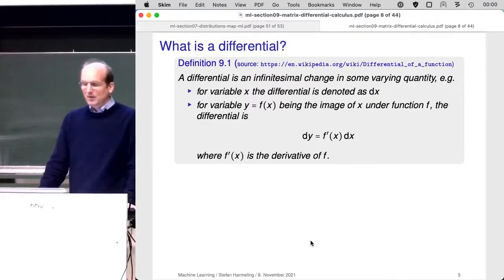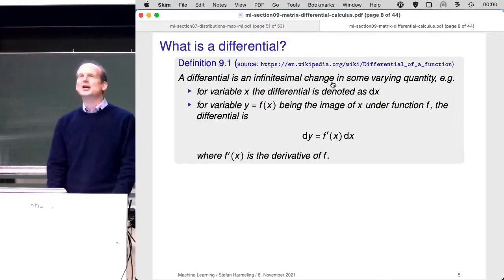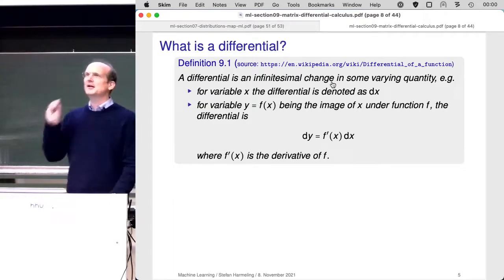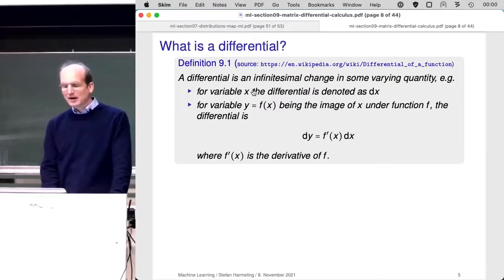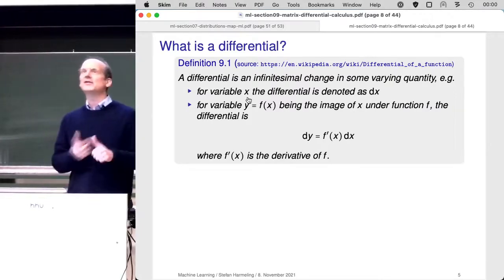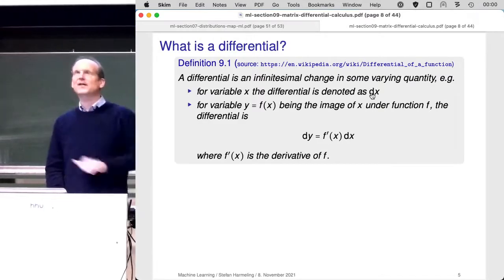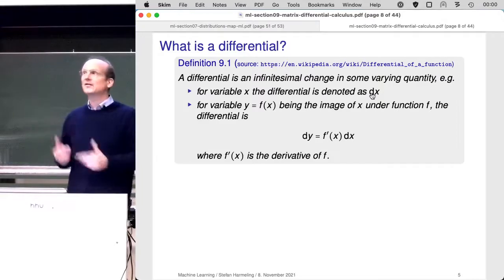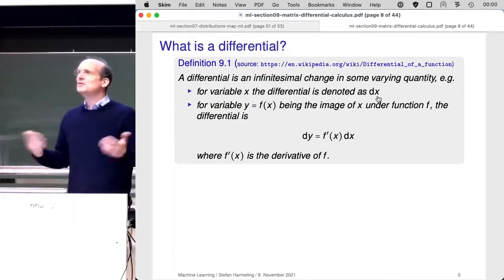However, we can also define it as follows. A differential is an infinitesimal change, so a super small change, an arbitrarily small change in some varying quantity, okay? For example, if x is a variable, its differential is denoted as dx. And note, I haven't told you what type this is. So this could be a scalar, a vector, or a matrix, yeah? In general, we would put a little d in front of it, and then we get an object that has exactly the same shape. So if x was a vector of length 10, then dx will also be a vector of length 10, which makes sense, right?